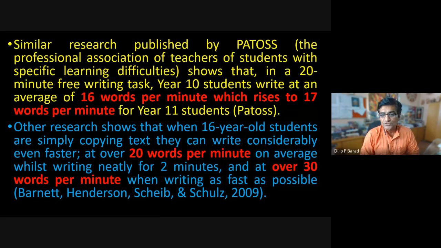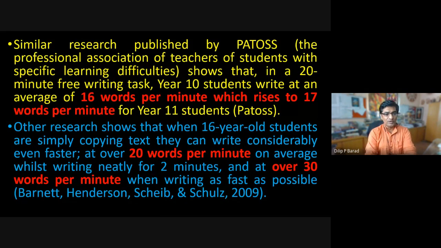Other research shows that when 16-year-old students are simply copying text, they can write considerably faster. That was very confusing in our result, because copying the text is faster than writing in an exam condition. But you know that in your case, things have been reversed. Many of you were able to write more words in exam condition rather than in copying. They can also reach over 20 words per minute, or over 30 words per minute, when writing as fast as possible.